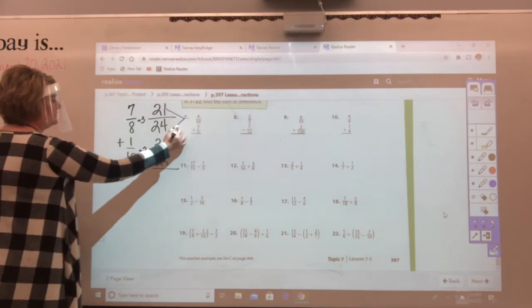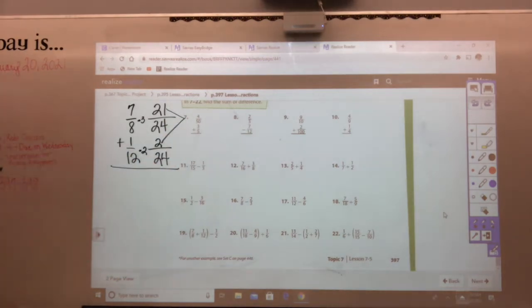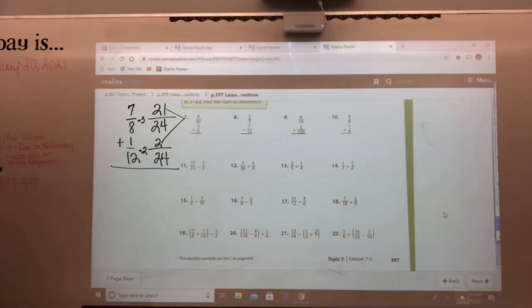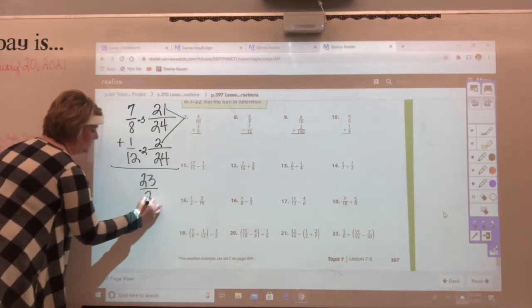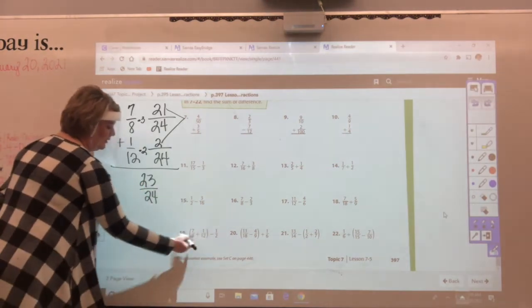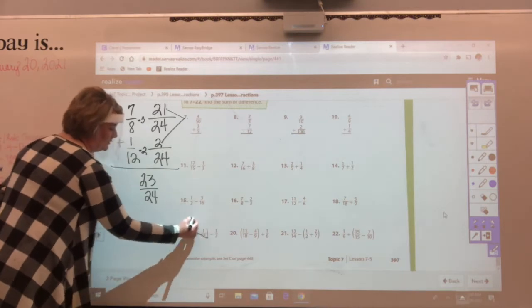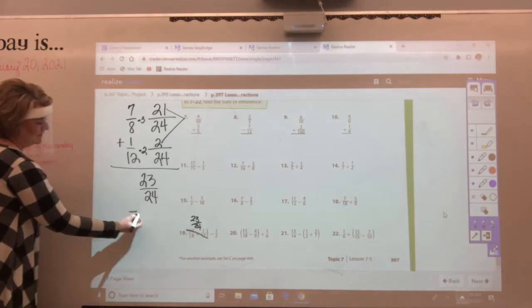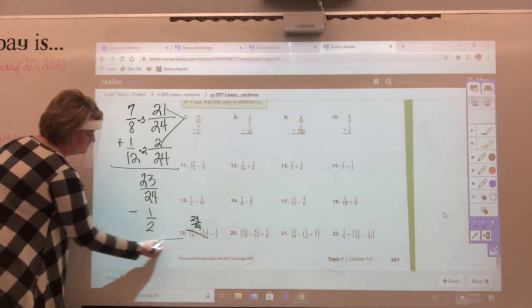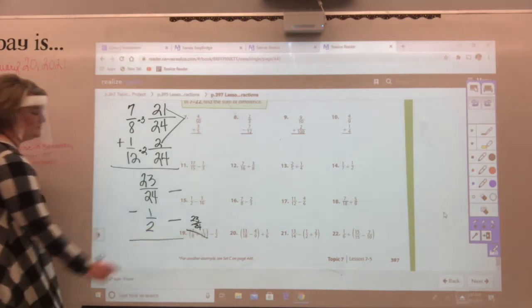Now draw your arrows. Those are the only things you're adding. So 21 plus 2 would get me 23 24ths. There's your answer. 23 24ths. But there's this 1. Oh, we're not done, are we? No. You're right. Glad you remembered. That was just this part, right? Are we on 19? Yes. So that was just this part, 23 24ths, minus 1/2. I was going to run off and leave the minus 1/2 part.